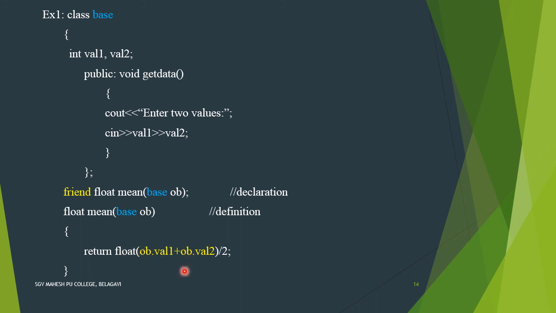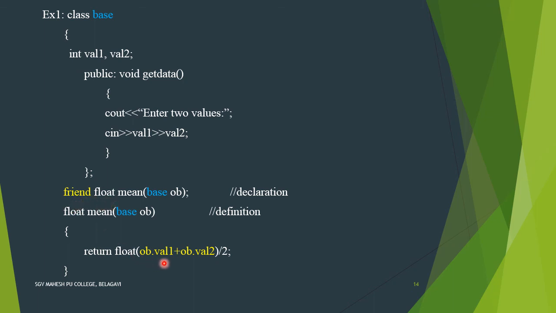But can you see that we are not adding the values directly as value1 plus value2. What are we doing here? We are using OB.value1 plus OB.value2. Why are we doing this? Because whenever we are dealing with a friend function, we cannot access private members directly. Can you see value1 and value2? By default, these are private members of class base. We cannot access these outside the class. But since we are using a friend function, we can access them.